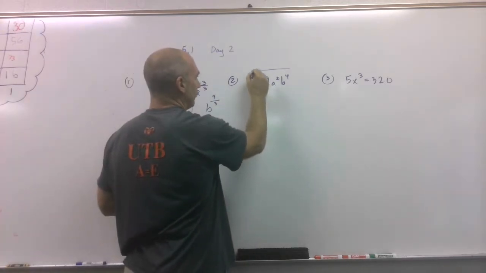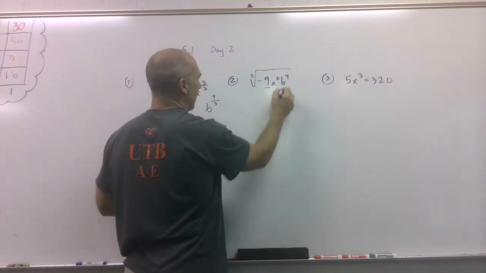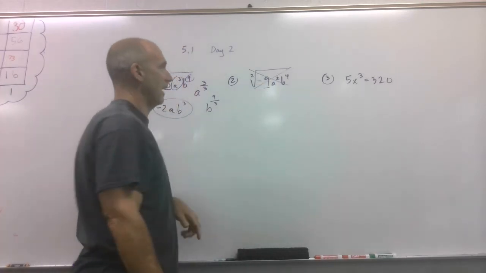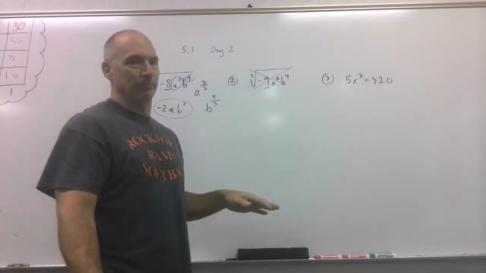Look at this one. Chop each tree down. This is a square root of -9. Nope, that problem's mathematically impossible, so we don't even need to finish it.